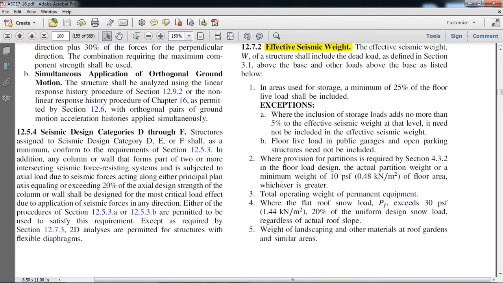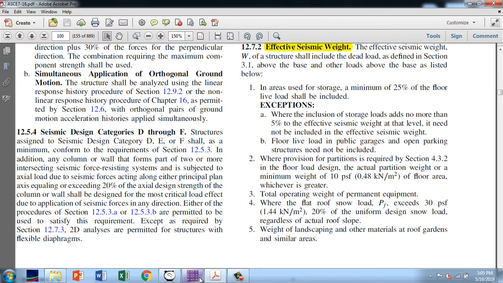And if there is heavy machinery, then the total operating weight of the permanent equipment must be included, for example a lathe machine; the load of that machine should also be added in the effective seismic weight. And this is for snow areas, if there is snow, that percent of weight, and if on the roof, landscaping and multiple things are used, then that is also included in the effective seismic weight. So how do we add the effective seismic weight?